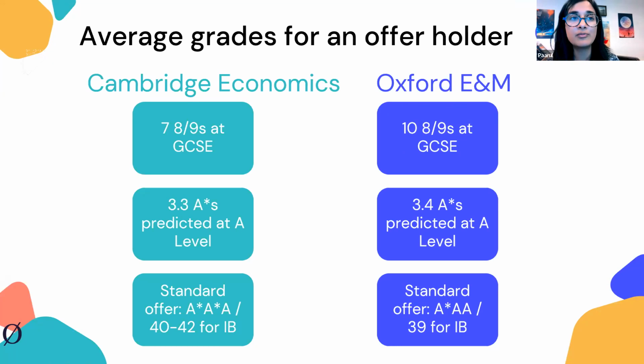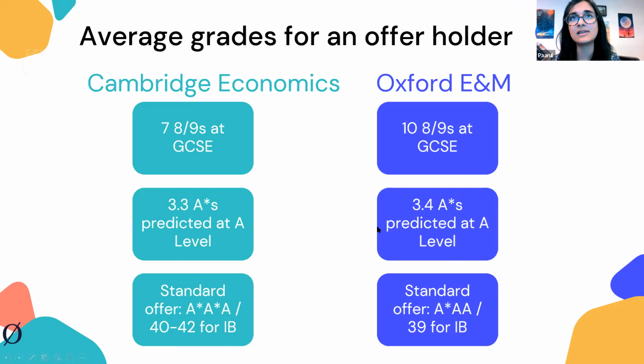In terms of predicted grades, as an average, offer holders at Cambridge have 3.3 A stars predicted at A level. And Oxford offer holders have 3.4 A stars predicted at A level. The standard offer for Cambridge is A star, A star, A. So you can see that the average offer holder is surpassing this expectation quite some way. And similarly here, the expectation is only to get an A star AA, but as you can see, the average offer holder has more than 3.